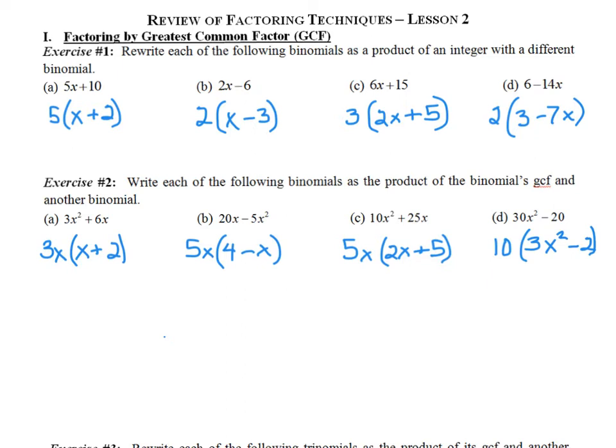In this example, our greatest common factor was just 10, so when we divided each term by 10, we were left with 3x squared minus 2. Make sure in all cases when you're factoring by greatest common factor that you always write down the greatest common factor in your final answer, in your factored form.